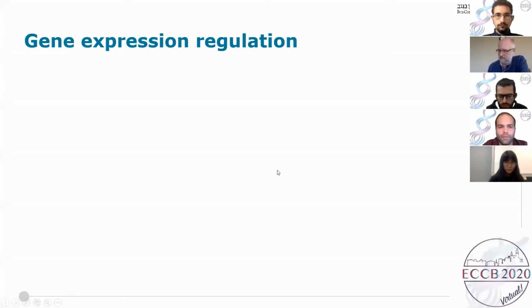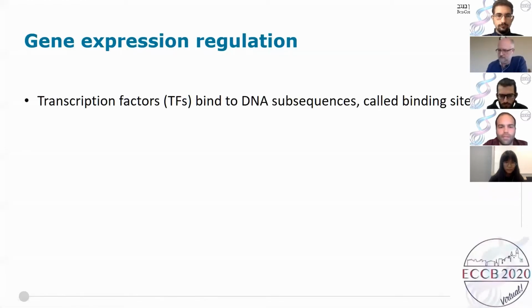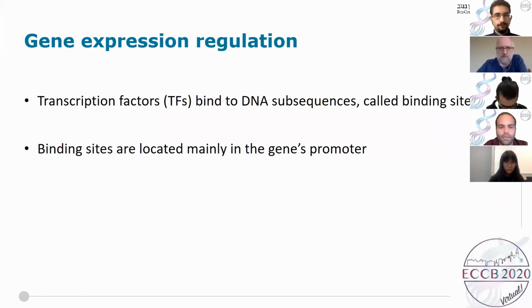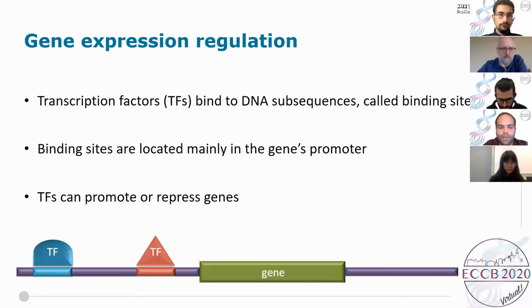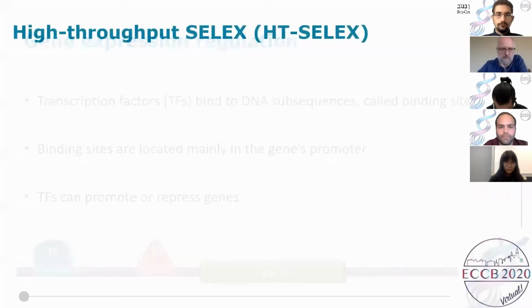Let's first introduce gene expression regulation, which is a complex biological procedure. The gene expression regulation depends on transcription factor proteins, which bind to DNA subsequences called binding sites. Those binding sites are located mainly in the gene's promoter, near the edge of the gene near its 5' end. Transcription factors can repress or promote genes, which means to decrease or enhance them. Here we can see two transcription factors near the edge of the gene at its promoter.